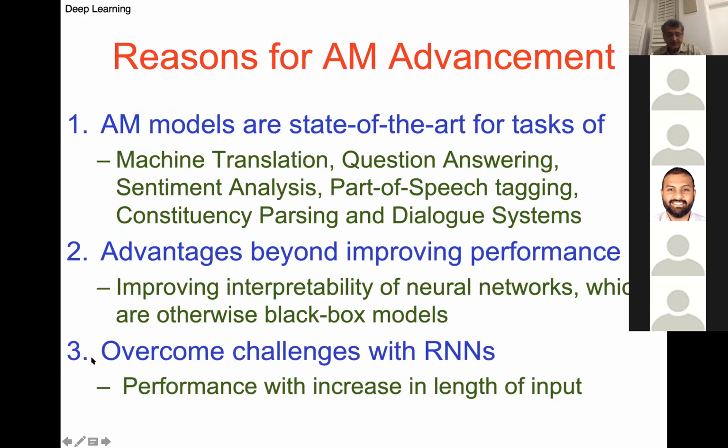So interpretability in the sense that you can get a good explanation as to why it was obtained like this, and overcome challenges with RNNs. The basic RNN does not have the attention model. Here in an attention model, we are bringing in some of these weights, and those play a role in the context.